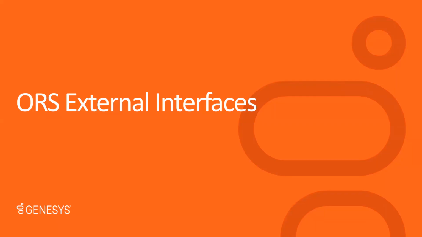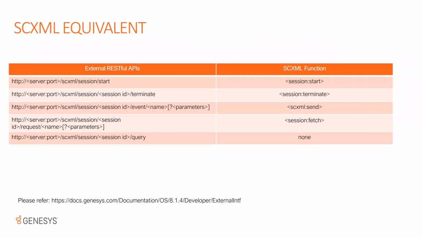So now we will see in action how your orchestration ORS external interface works with your REST client and what happens in the ORS log side. Before we proceed further, I will show you what these external RESTful APIs mean on the SCXML function side.